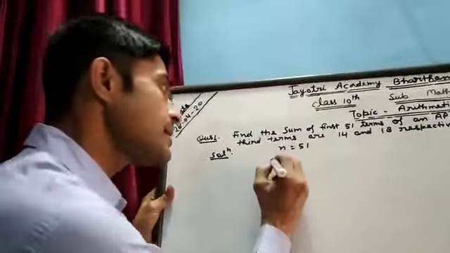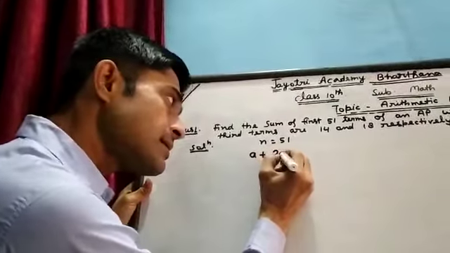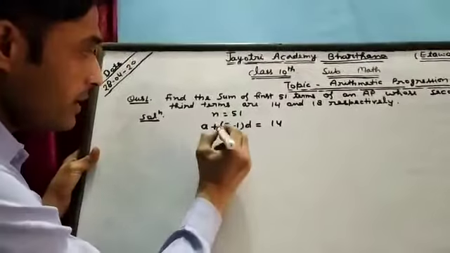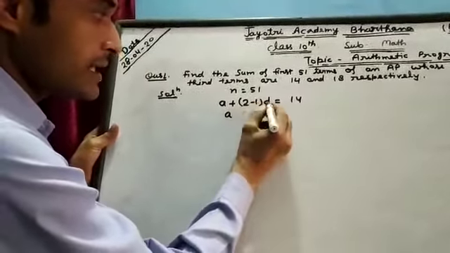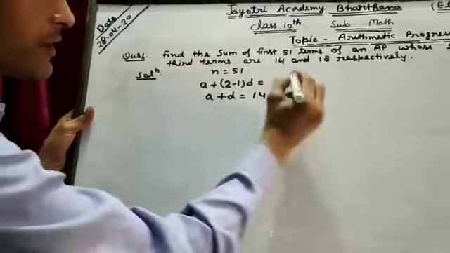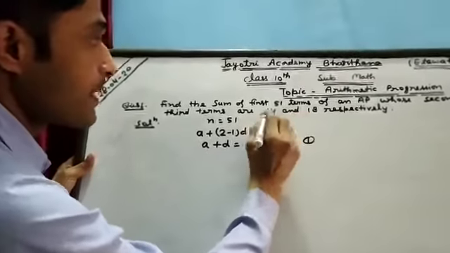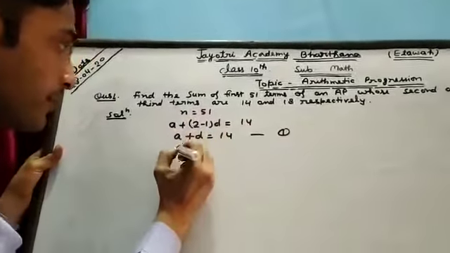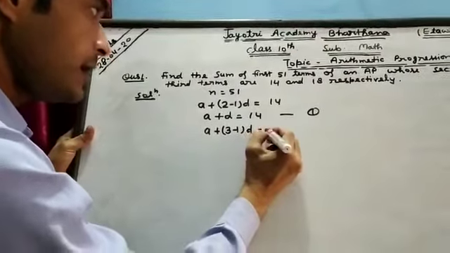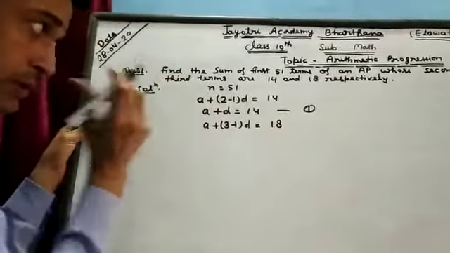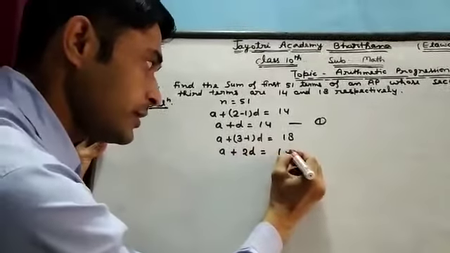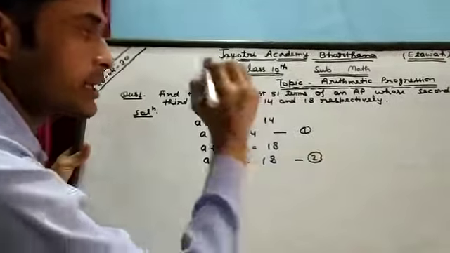So second term means A plus second minus 1 into D is 14. Means A plus 2 minus 1, 1 into D means D. After it, this is equation first. Third term means A plus 3 minus 1 into D is 18. So now A plus 3 minus 1 into D equals 18. This is the equation second.